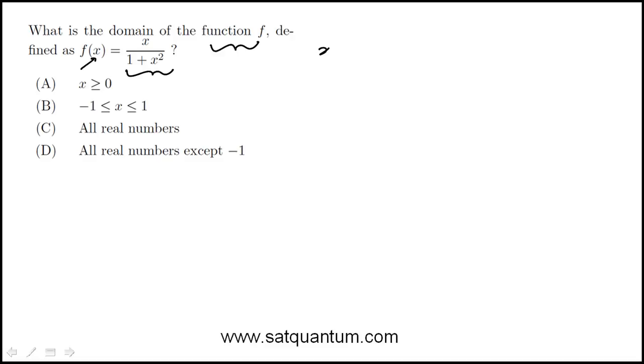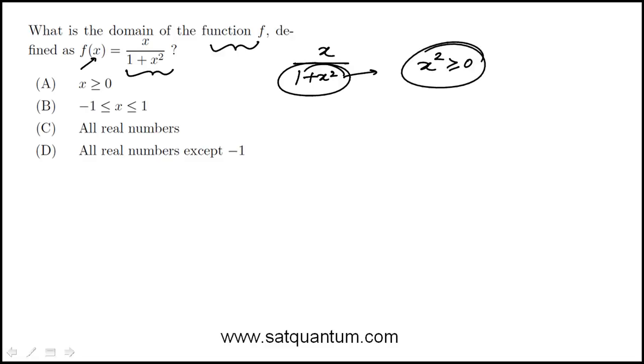Now in this question, we have 1 plus x squared in the denominator. Now x squared is always greater than or equal to 0 because we're squaring. So the least it could be is if x is 0, but whether x is positive or negative, once you square it, it becomes positive. So this denominator will actually always be greater than 0, will always be positive.